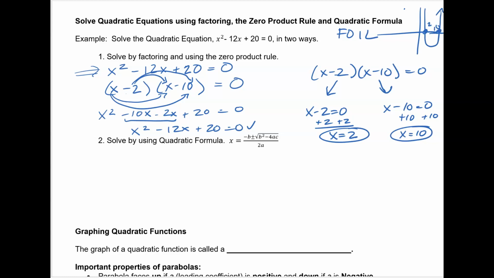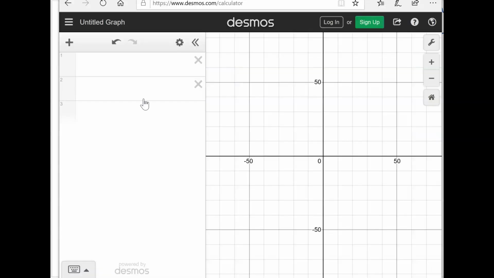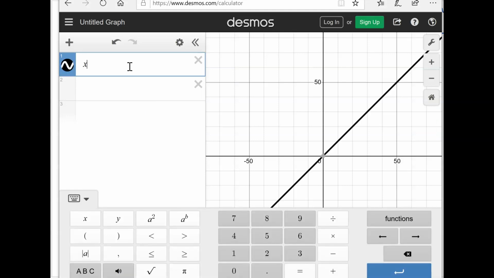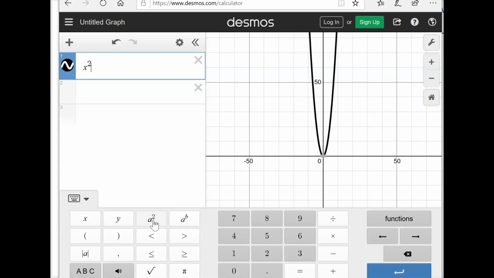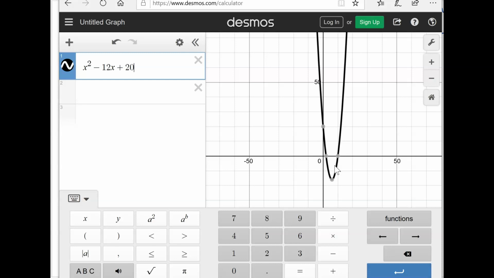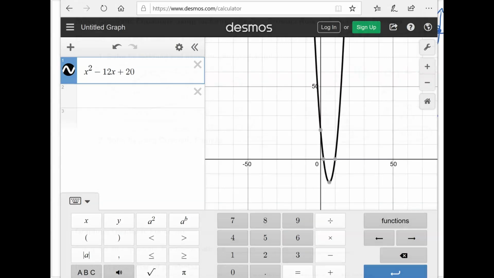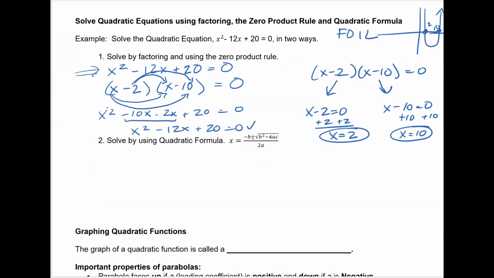And so if we pull up, I'm going to pull up Desmos real quick, and let's go ahead and put this in. So x squared minus 12x plus 20, you can look at the x-axis, and this is awesome because it shows you really clearly it crosses at x equals 2 and x equals 10. So those are your solutions here. So you could have just completely avoided this work altogether and just graphed it.